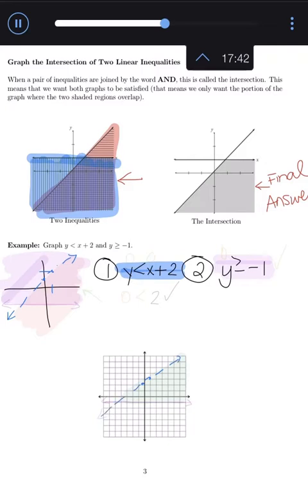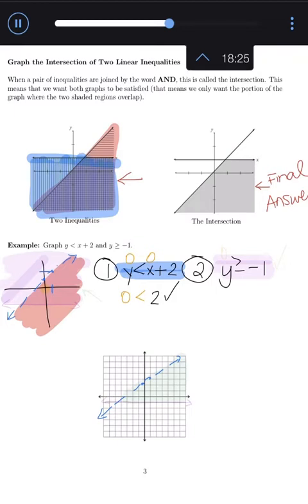Question just is, what will be my final shading? Well, I need to figure out how this line is going to be shaded, so I need to test a point. Just like I always have, we're going to test the point 0, 0. So we're going to plug in 0 for x and 0 for y. What that will give me is 0 is less than 2. And that is a true statement. 0 is less than 2. So that does mean we will shade the side that 0, 0 is on. So it will look as follows.